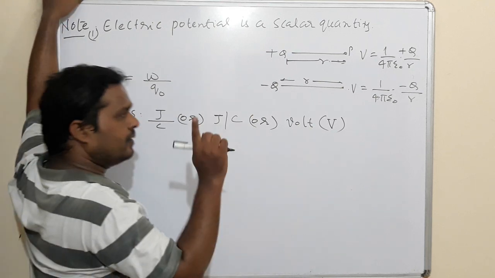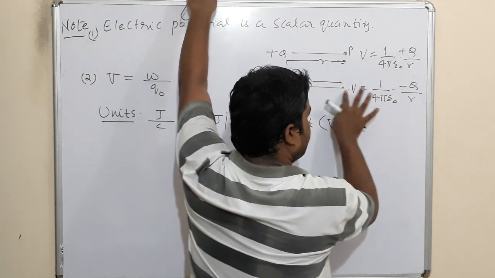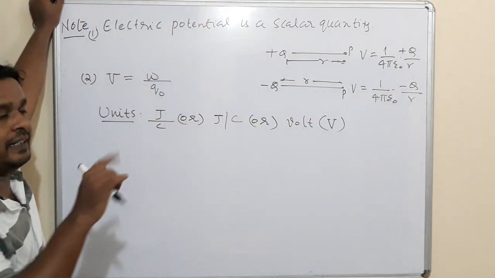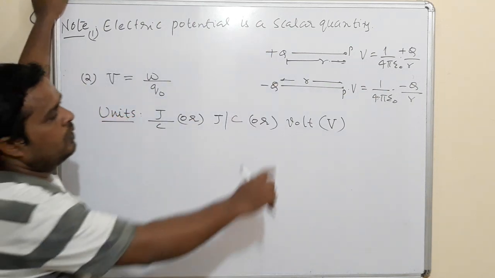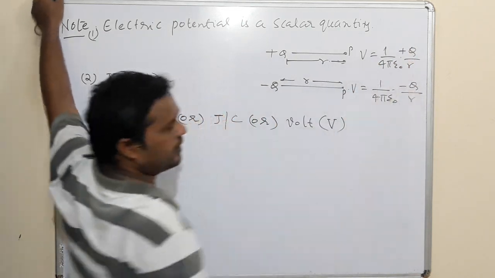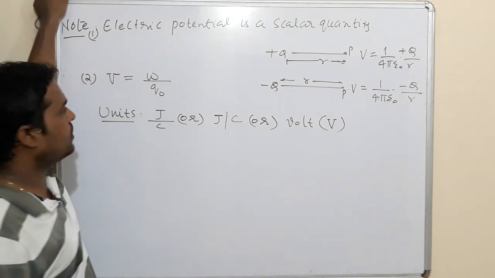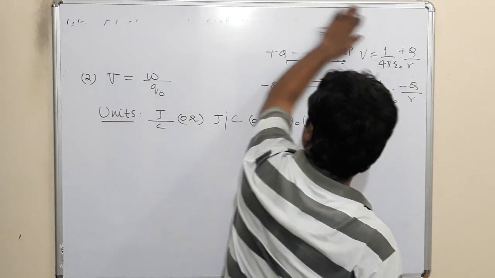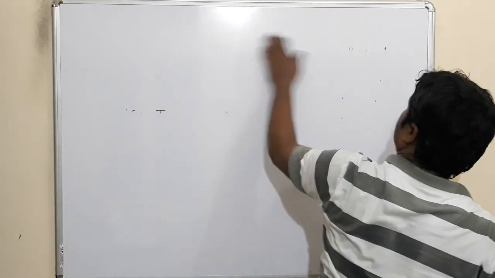Follow this. One second, you remember these things. If it is plus, you take it as plus. If this charge is minus at a distance r, then you will take minus q by r. No need to take the magnitude of charge, because it is a scalar quantity. We are not worrying about the directions. We are taking the charge values as they are given. Plus, plus. If it is minus, minus. In the formula also you write minus. Understood? Now we will go for electric potential due to a system of charges. Remember, the SI unit of electric potential is volt.